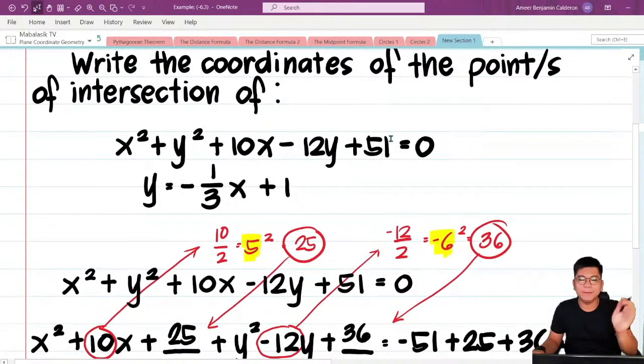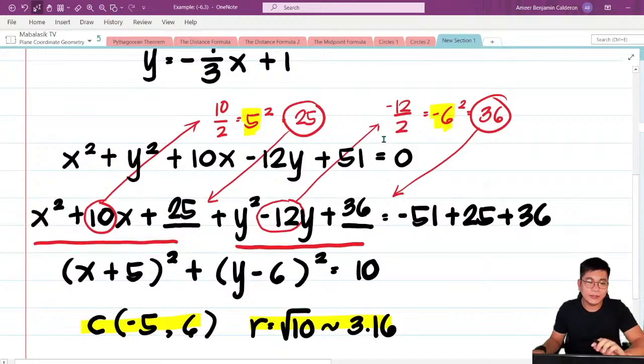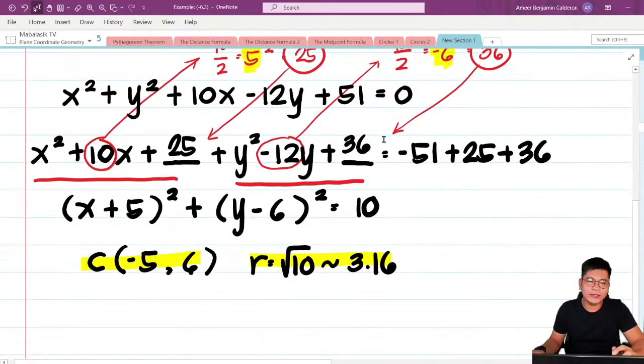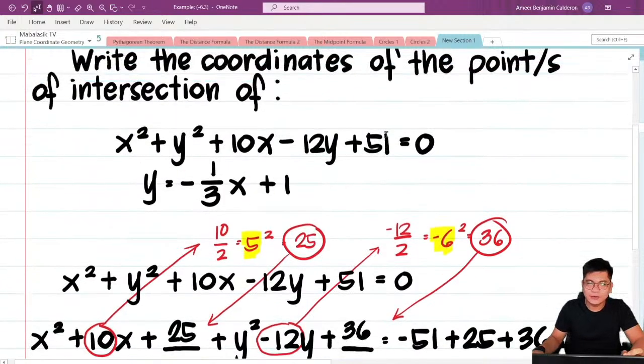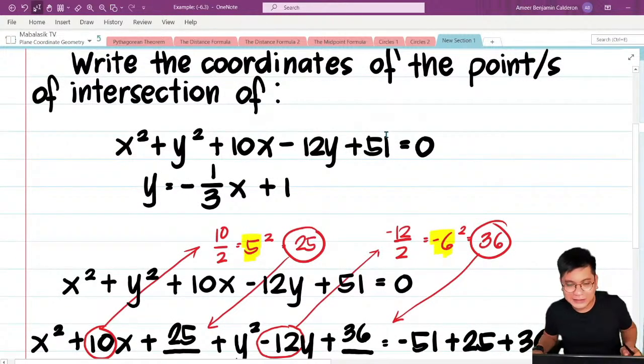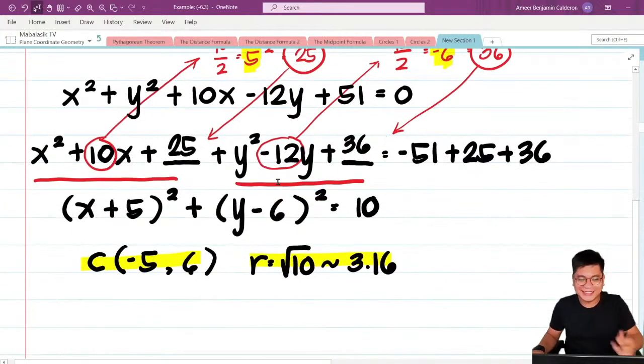Now, let us go to our manual graphing. So, sa manual graphing natin, we have to identify the center and the radius of the circle. Ito na yon. The center is negative 5, 6. The radius is square root of 10, which is roughly around 3.16.